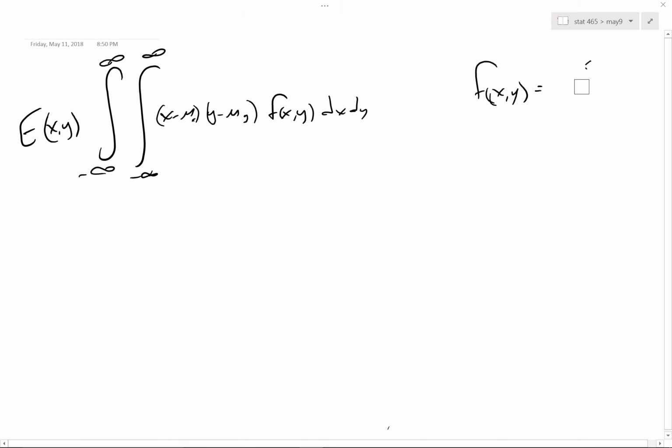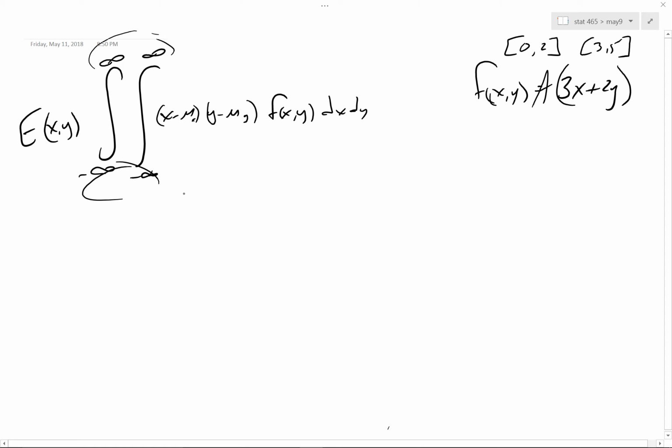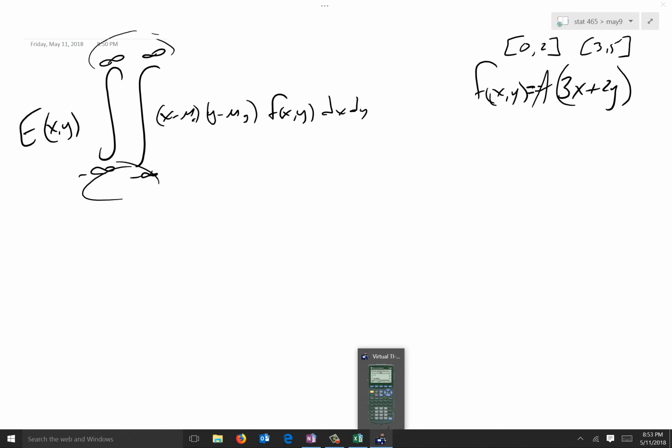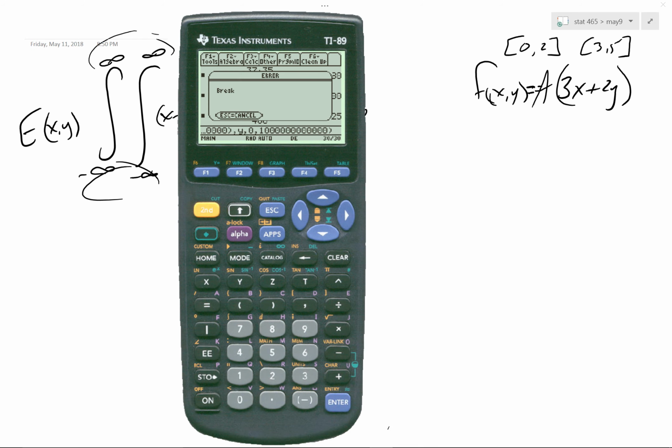Let's just pick a function that I know will integrate: 3x plus 2y. And again, let's just say this function is on the interval from 0 to 2 and 3 to 5. That is its interval of operation. So I'm going to put a big fat A in front of it instead. Remember, this is how your book will always write it, because it goes from negative infinity to infinity. It's just a better way of writing it. I think it's just going to be an easier problem for us to do. I didn't want to do the other one anyways.